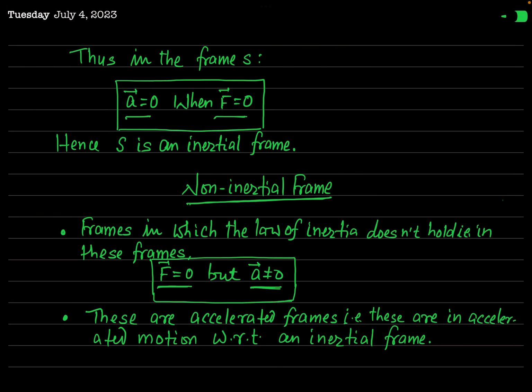In case of inertial frame, we have told that inertial frames are unaccelerated frames. What will we say in the non-inertial frame? These are accelerated frames. It means these non-inertial frames are frames which are in accelerated motion with respect to an inertial frame. It means all frames accelerating with respect to inertial frames are non-inertial frames.